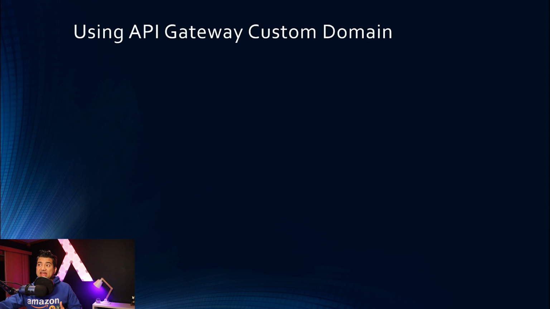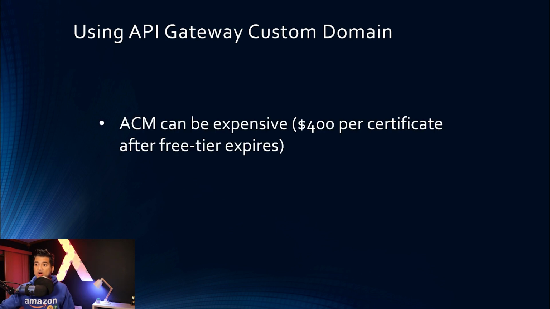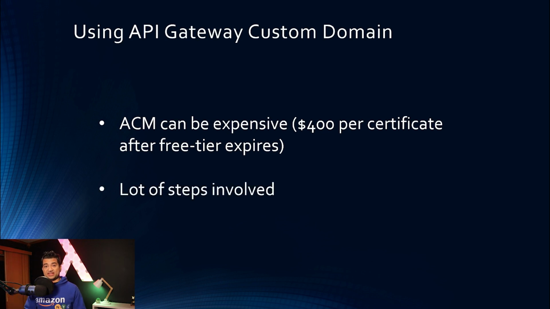So now there are a couple things that you need to keep in mind while using this API Gateway custom domain. I mean, that's why you don't do this in your pet projects, right? One is you store the certificates in ACM, or Amazon Certificate Manager. It can be quite expensive. So after the free tier, which expires after a month, it's $400 per certificate. And there are a lot of steps involved, right? Which I'm going to go through. I'm going to go through the whole flow.